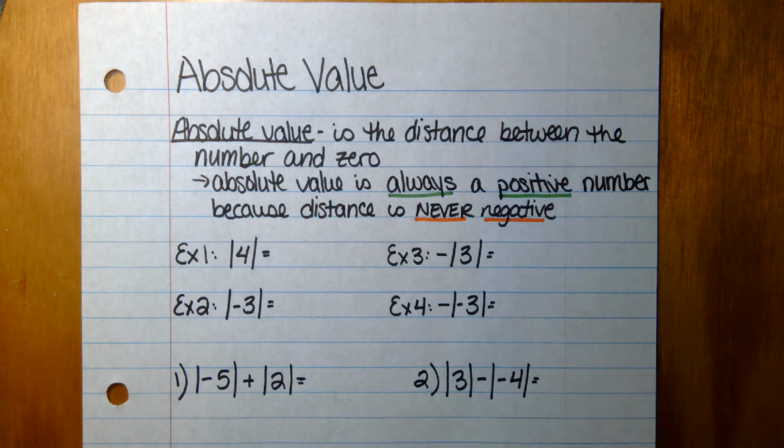Absolute value. So the absolute value is the distance between the number we're talking about and 0. Absolute value is always going to be a positive number because distance can never be negative.